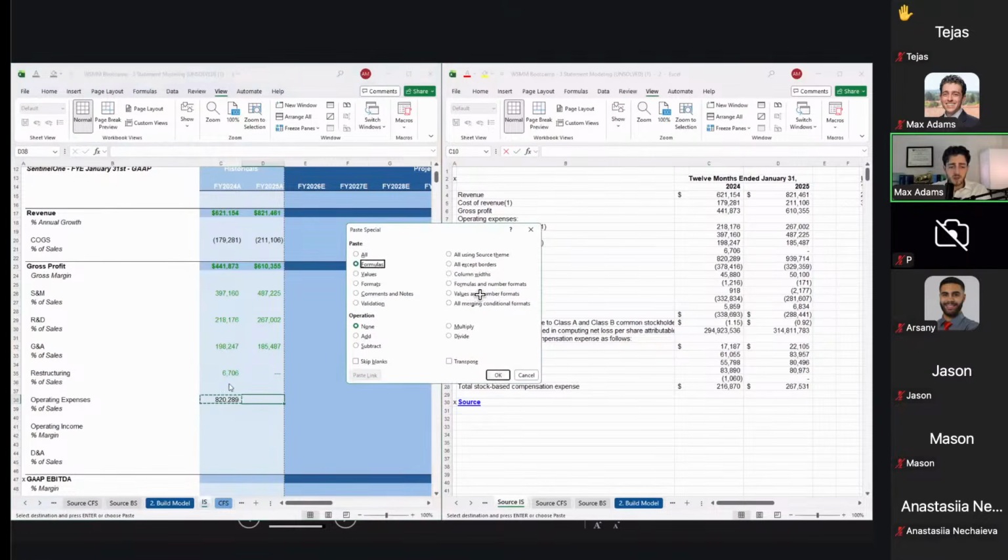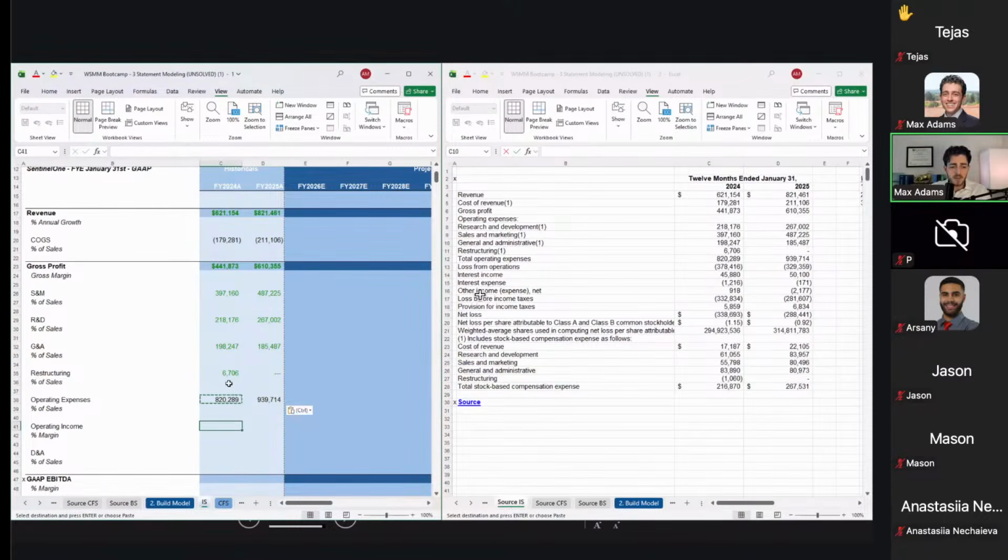Okay, so we've got our operating expenses, and then we can calculate our operating income. So our operating income is going to be the gross profit minus the operating expenses.